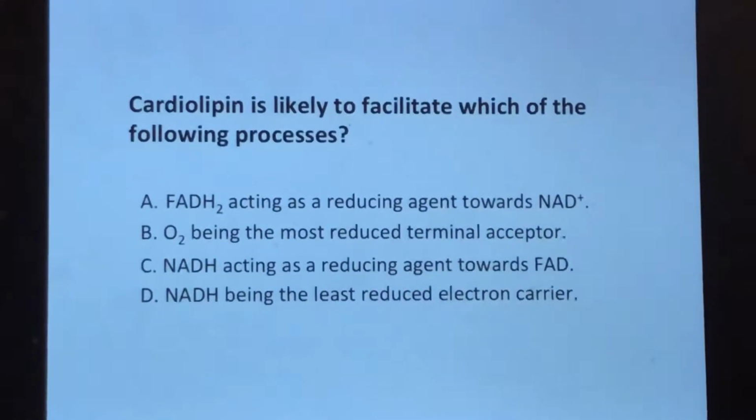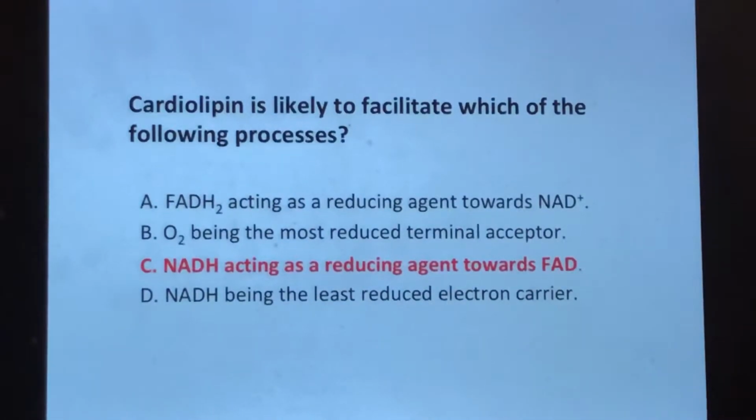Okay, the question is on cardiolipin. Cardiolipin is likely to facilitate which of the following processes? And what you see are four answer choices that all have something to do with electron transport in the mitochondria. So take a look at the answers. Think about what it is. And the answer is choice C, NADH, acting as a reducing agent towards FAD.